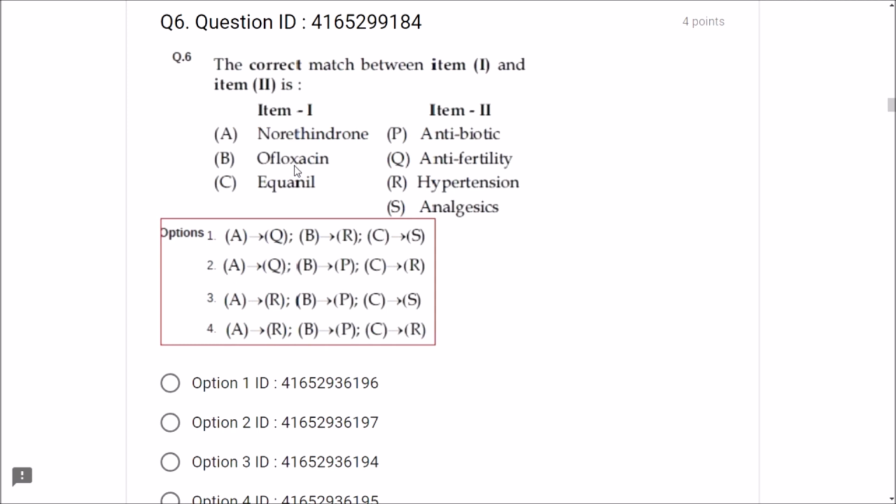Let us see. Ofloxacin, what is it? Antibiotic. Ofloxacin is an antibiotic. B belongs to P. AQ and BP, and the remaining is Equanil. What is Equanil? Equanil is for hypertension. So option number 2 is correct, students.